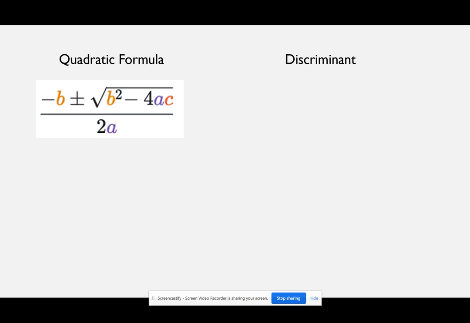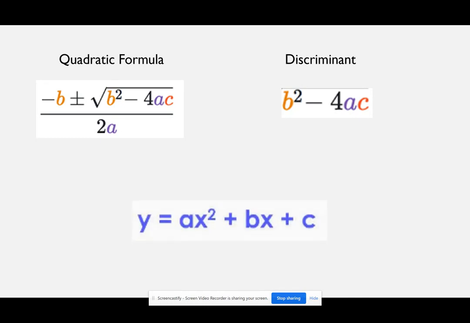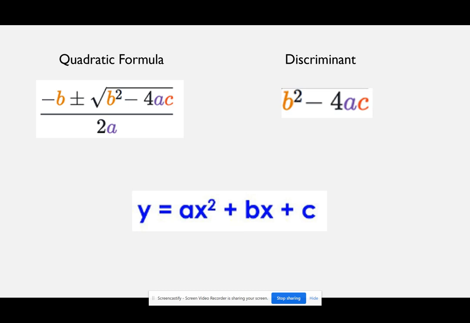The discriminant is the part that's underneath the radical symbol, so just the b squared minus 4ac part. We use the discriminant to determine how many solutions a quadratic has without having to do the entire formula. And for both of these formulas, we need a, b, and c, and we get those from the standard form of a quadratic, which is ax squared plus bx plus c.